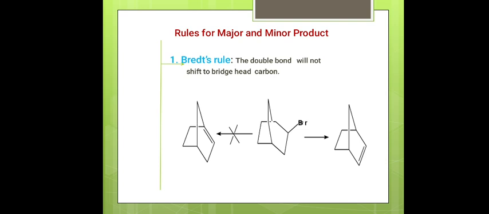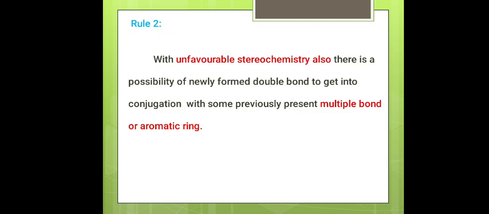You have a Br and a double bond being attached on the other side of the carbon atom. So this rule is very, very important. The double bond will not shift to the bridgehead carbon. I hope this reaction is very clear.